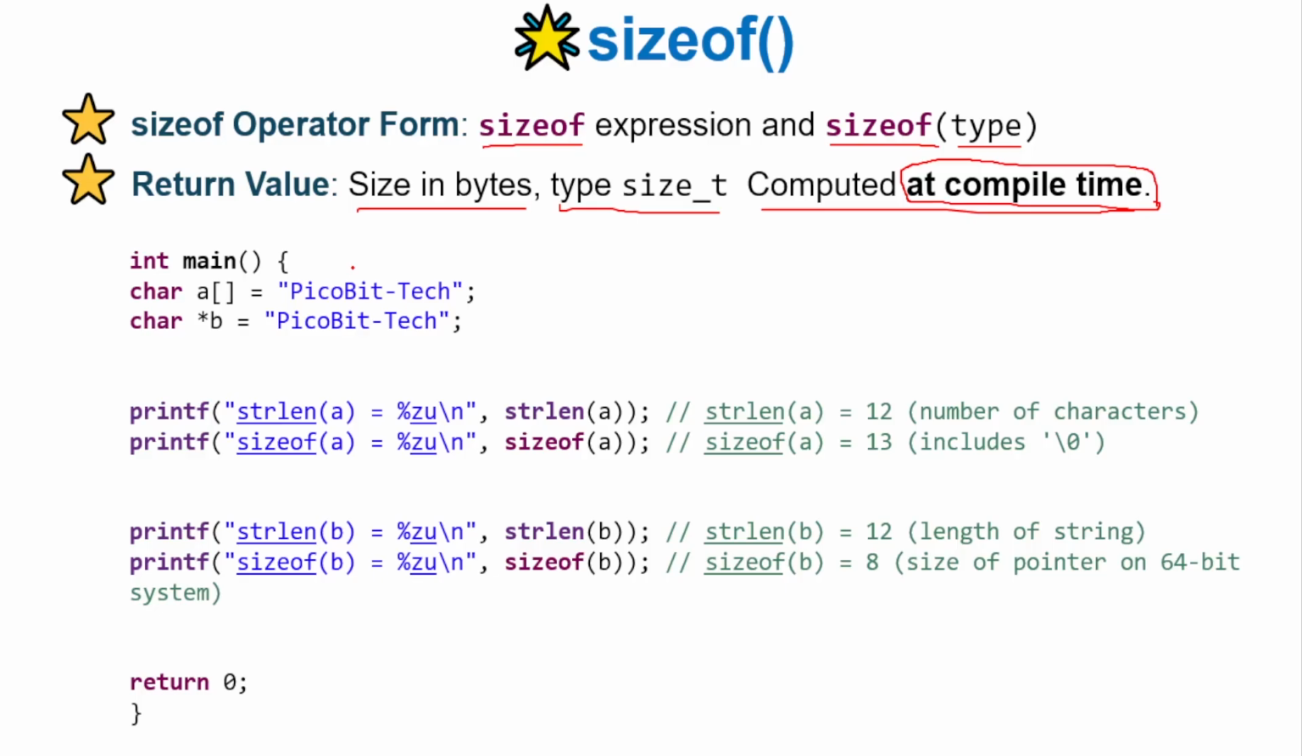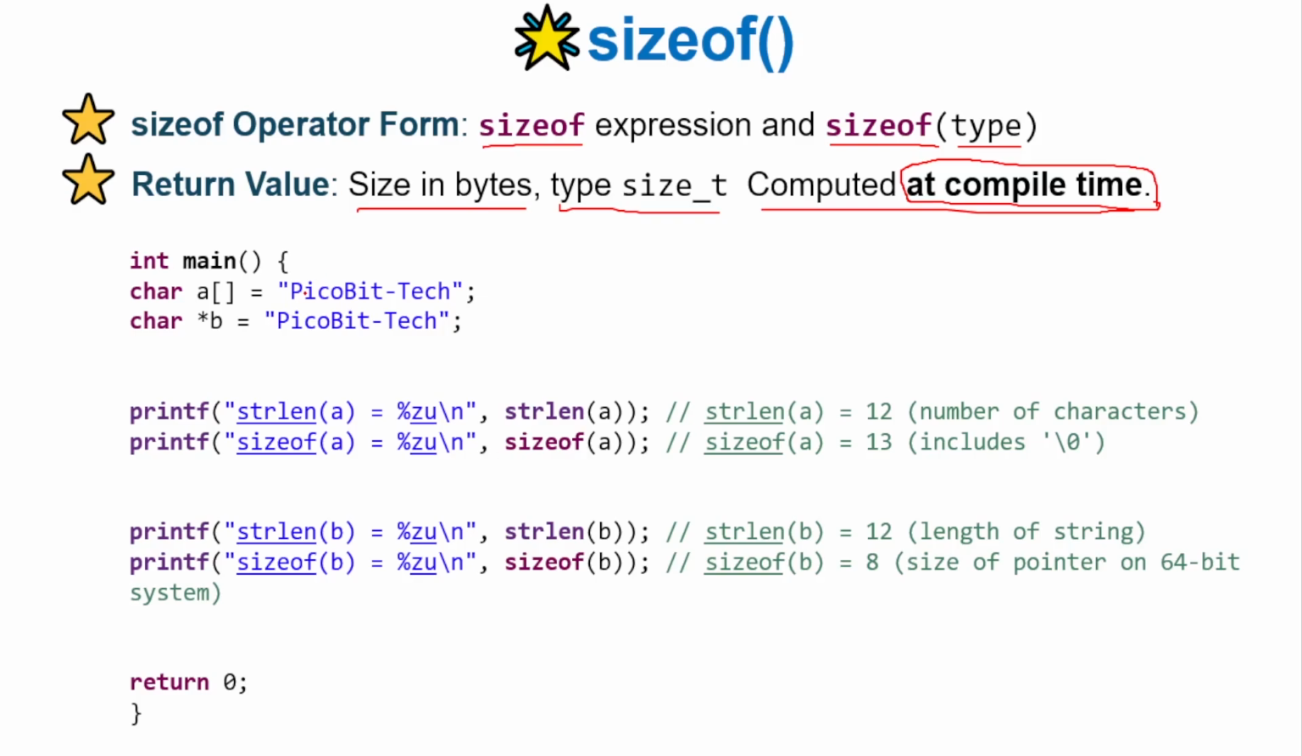The only rare exception is when applied to a variable length array, or VLA, in C, where it may be evaluated at runtime. But for normal arrays and pointers, it is strictly a compile-time operation.